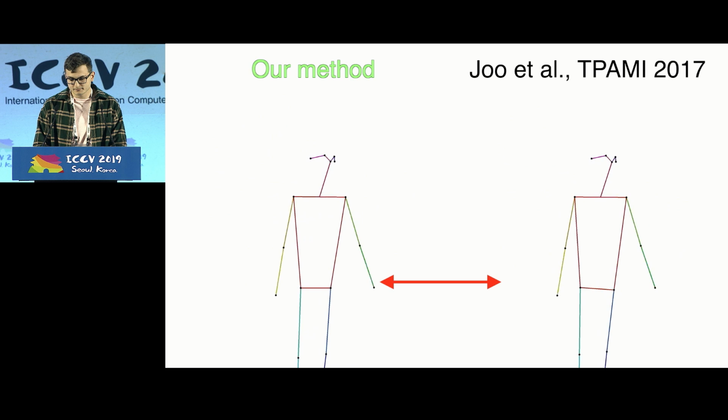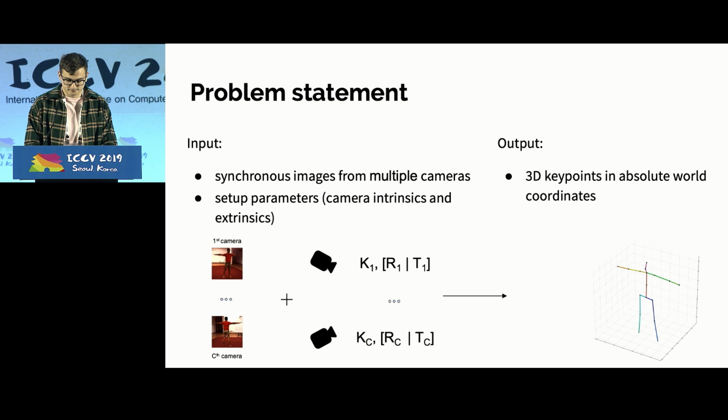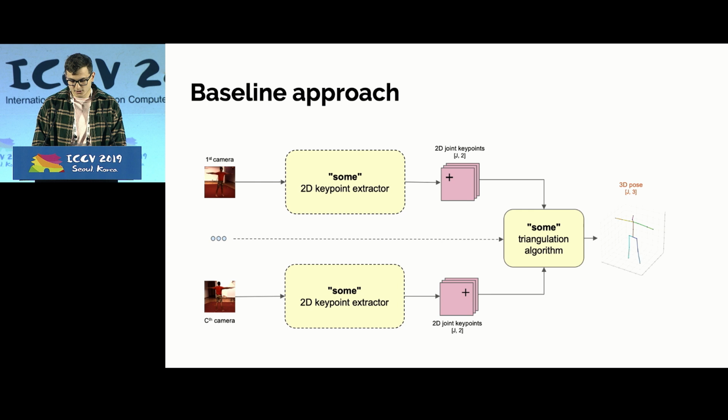Formally, the problem can be stated like this. Having images from multiple cameras and setup parameters as input, return the 3D key points of the human skeleton. A baseline approach works as follows. The extracted 2D skeleton key points are passed to some triangulation algorithm to obtain the output 3D skeleton. Such an approach is easy to use, but it has many weaknesses.